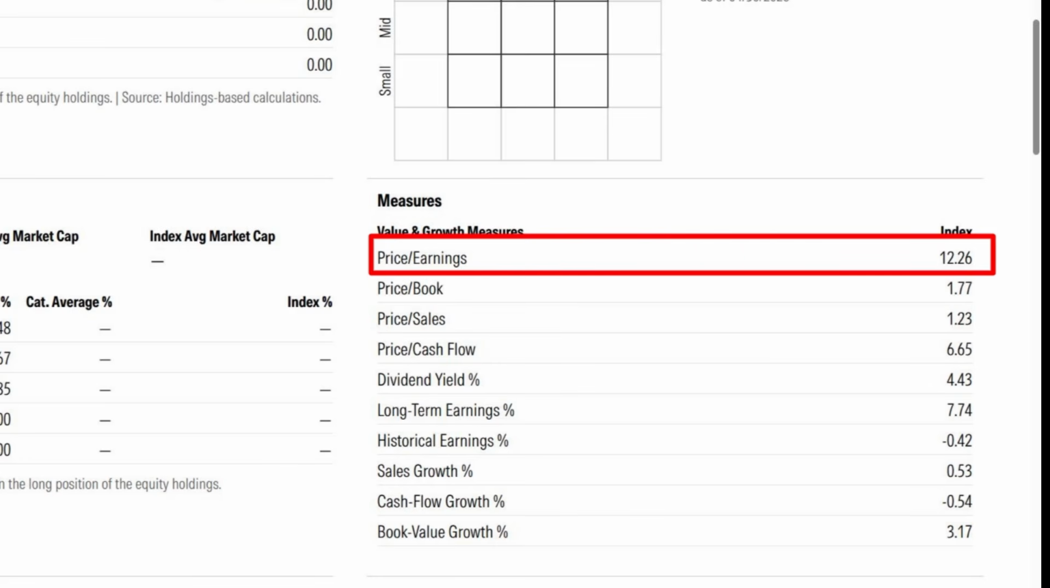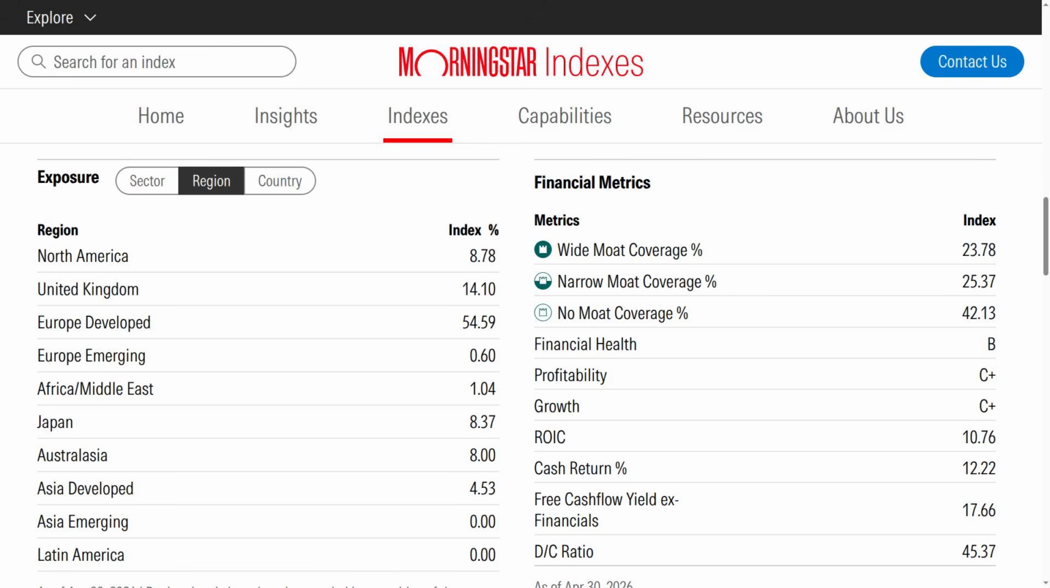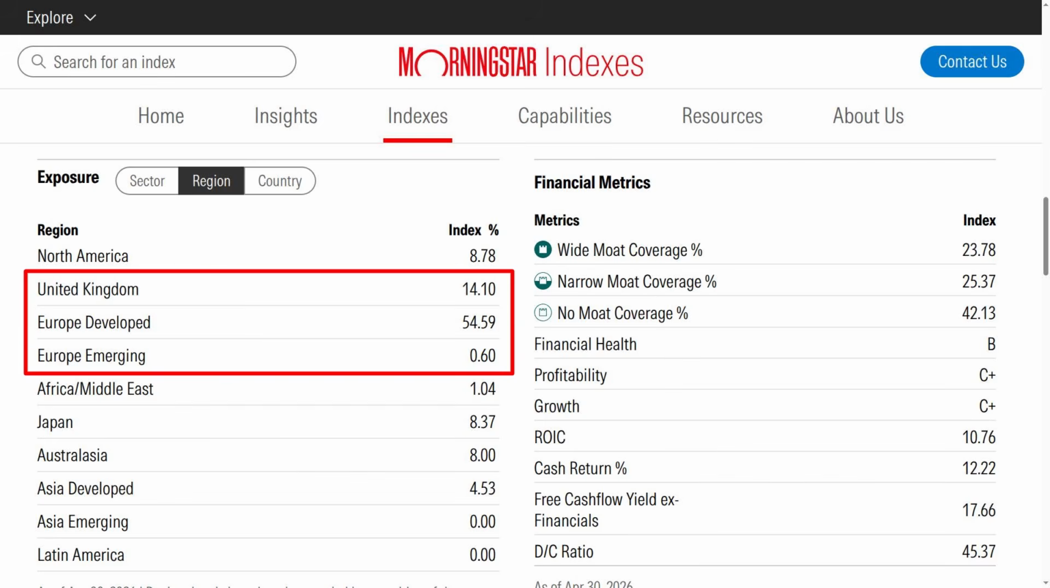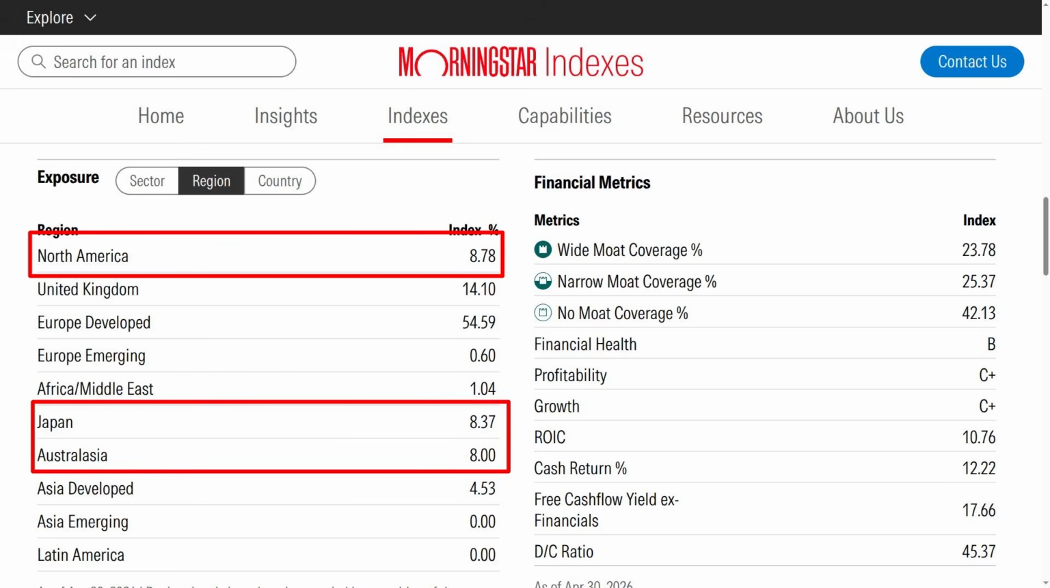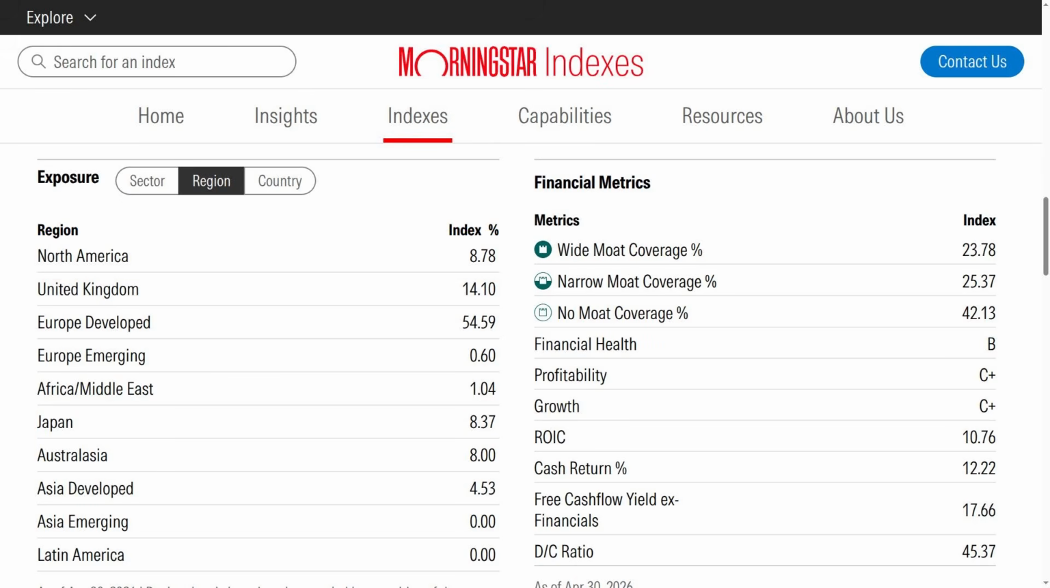For comparison, a tech-heavy index like the MSCI World has a valuation that is roughly twice as high. Next, let's look at the breakdown by region. Europe dominates the fund at around 60%. North America, which in this case means Canada, makes up 8%. Japan and Australasia sit at around 8% as well. For an ex-US ETF, this is pretty much exactly the distribution I would expect.